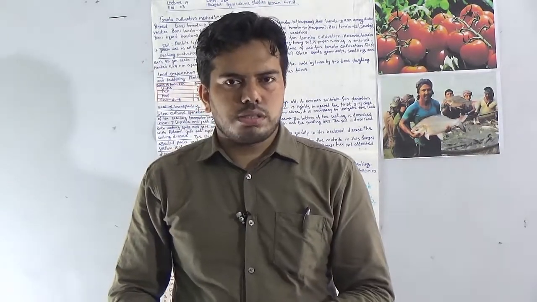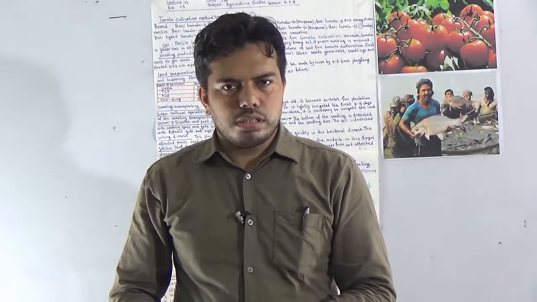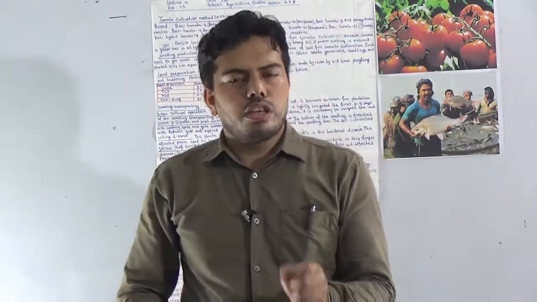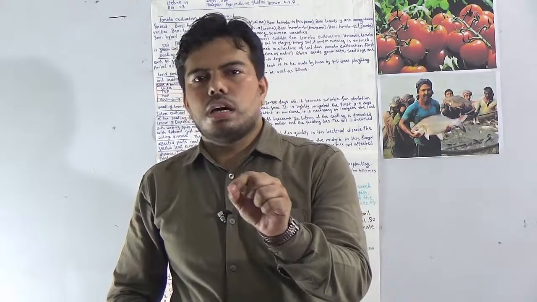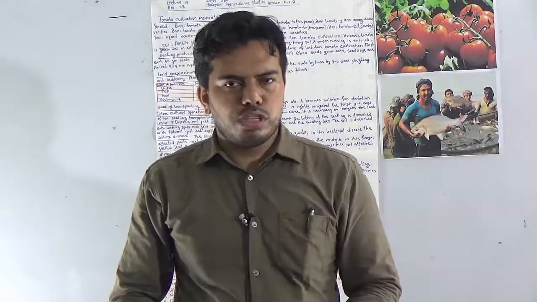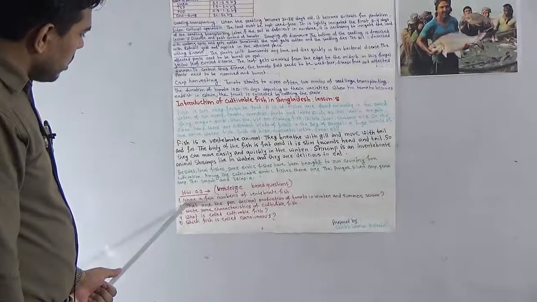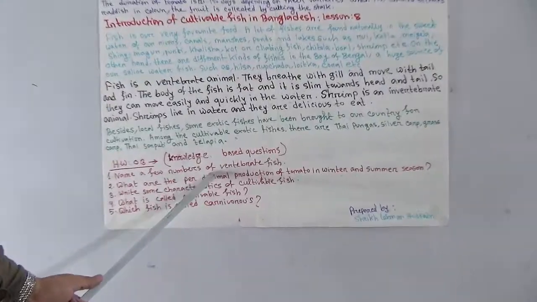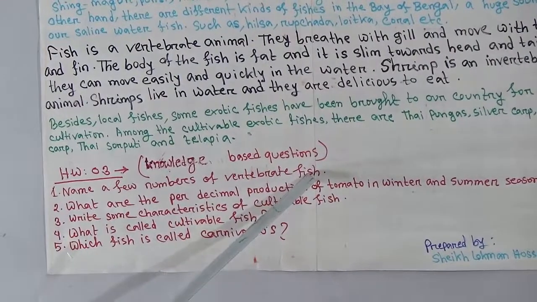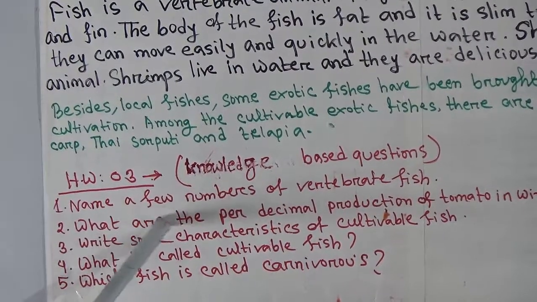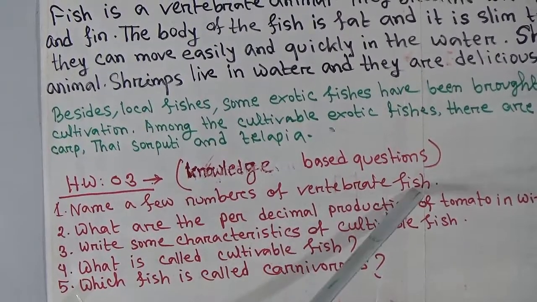about fish cultivation. Now please open your CW or HW copy and pick out this HW question, and you have to submit this question next Sunday. Please remember to mention the HW number at the top of your HW copy. Hurry up, start writing. Number 1, name a few vertebrate fish. These are all knowledge based questions which carry only 1 mark.